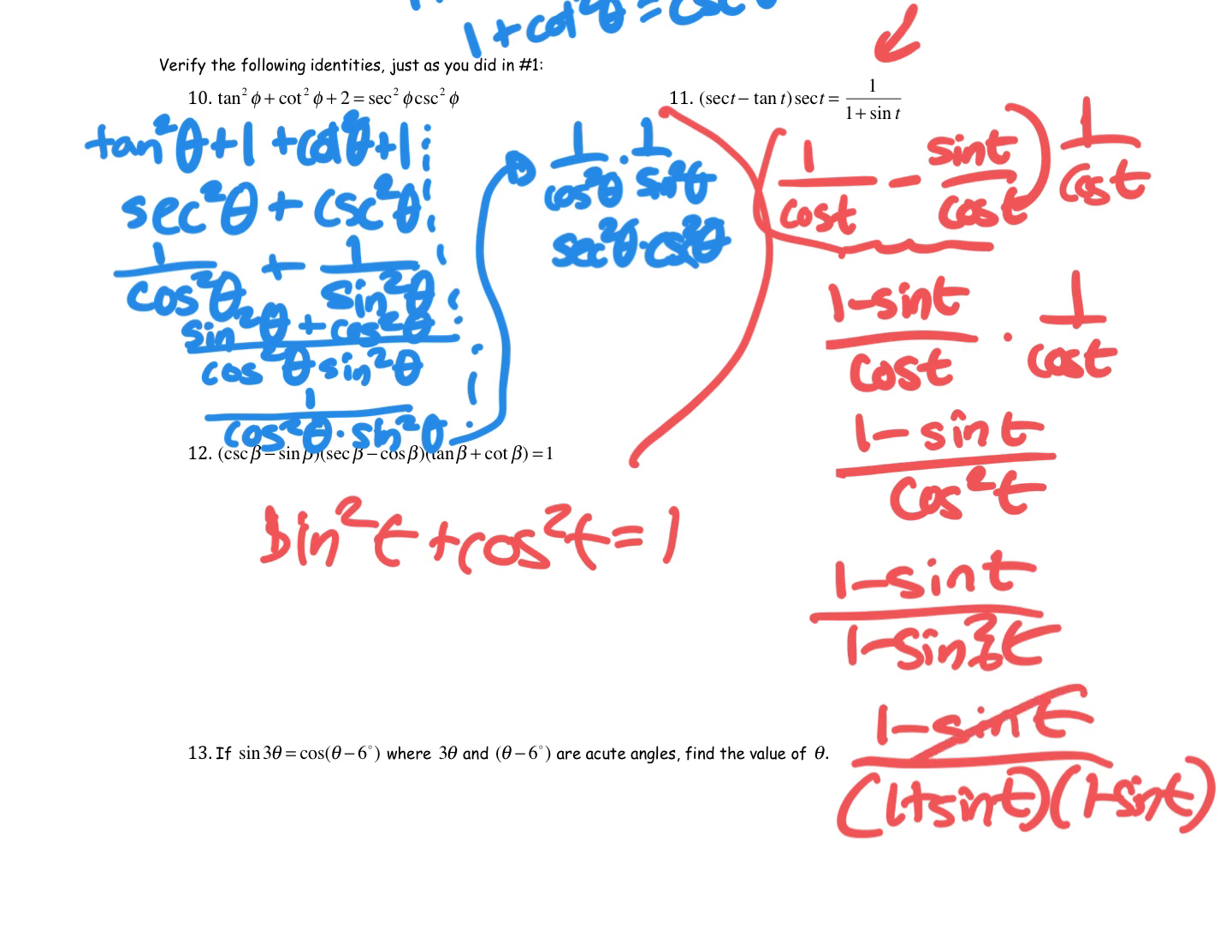And the nice thing about that is the 1 minus sine t's cancel. And then I'm left with exactly what I want, which is the 1 over 1 plus sine t. So no matter which way you do 11, at some point you're going to end up with that difference of squares, and you've got to just recognize the fact that it is a difference of squares and you can factor it as such.